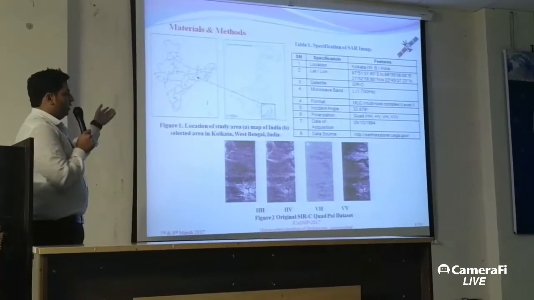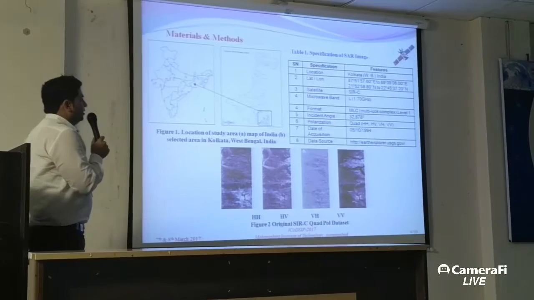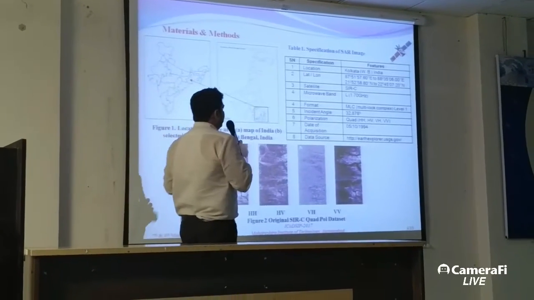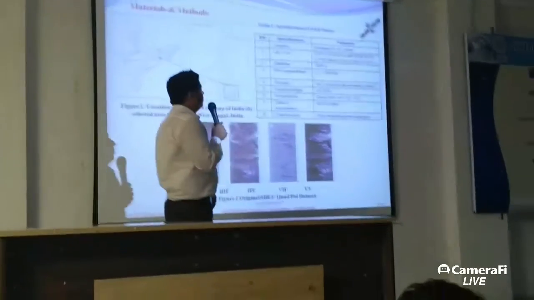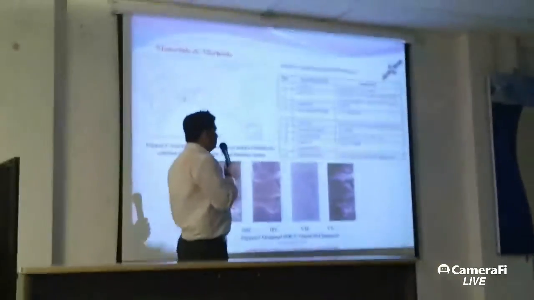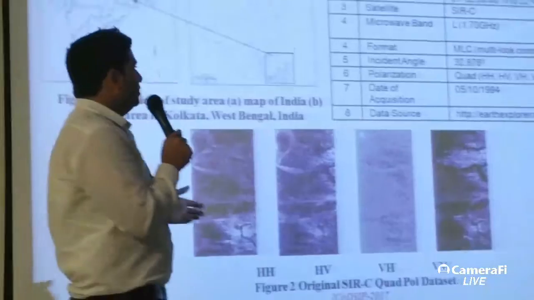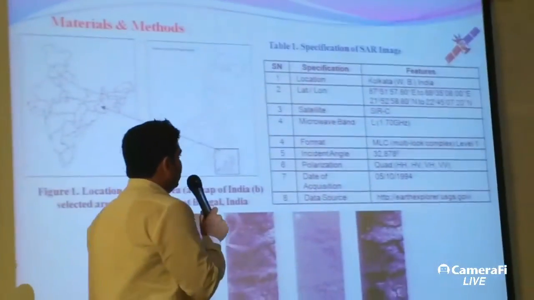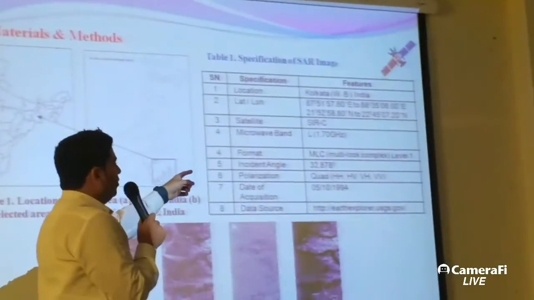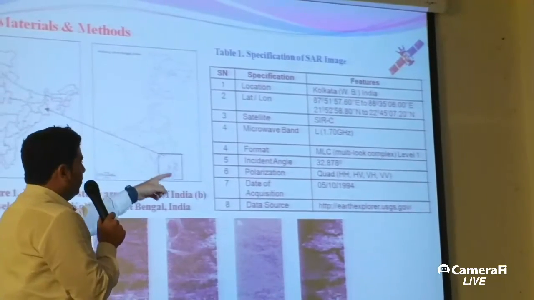I chose the West Bengal data set. These are the specifications of that particular data: the location, the latitude and longitude. I use the SIR-C satellite, which is an L band microwave sensor. There are a number of bands, L, C, S. I use the L band with 1.7 gigahertz frequency. The data format is MLC. It is called level 1 data.